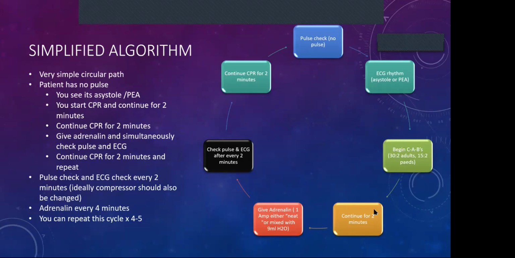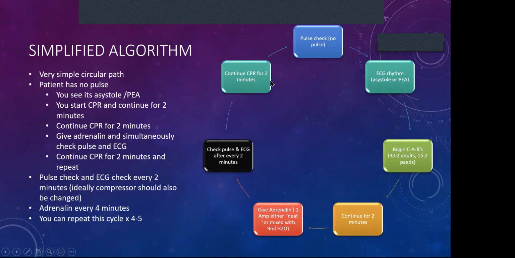Now, you generally continue for about 2 minutes, and then you give adrenaline. All right, 1 ml. You can either give it neat, or you can mix it with 9 ml of water. Right? I know it seems like I'm rushing through this, but you guys will see why just now. Right? You check for pulse and ECG after every 2 minutes.